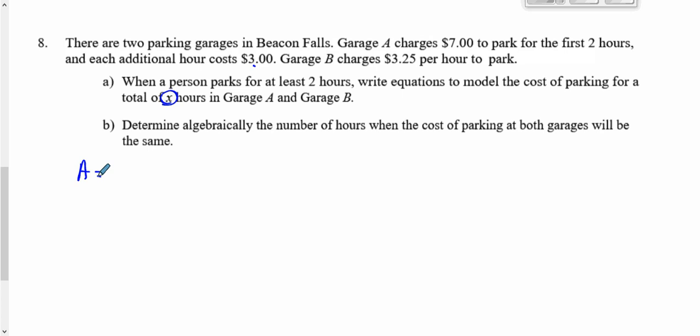B's pretty simple. So garage A, $7 parked for the first 2 hours. That'll never change, right? And then every hour after that costs how much? $3. So we have a constant amount and a rate of change, like a starting point, or mx plus b, right? Okay, so A is going to be $7 plus what? 3 times the number of hours.